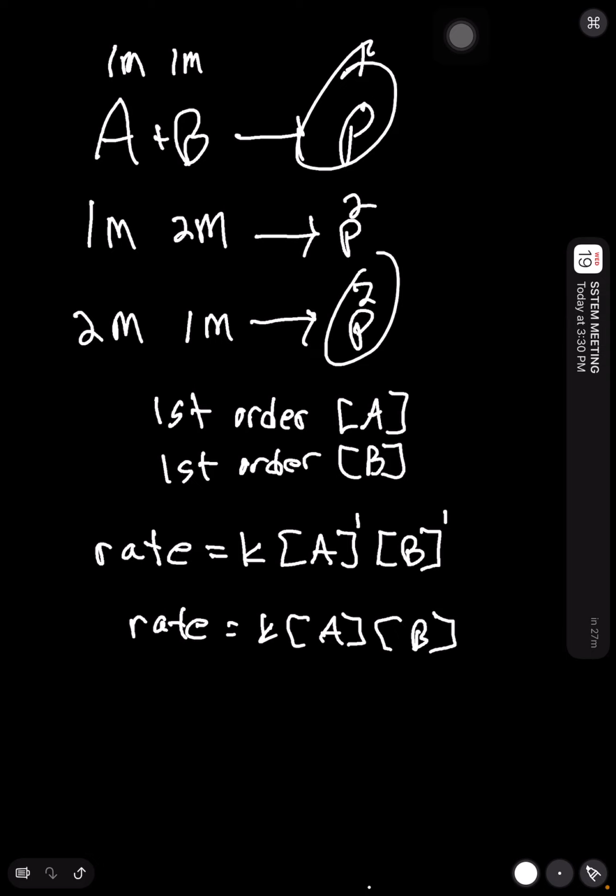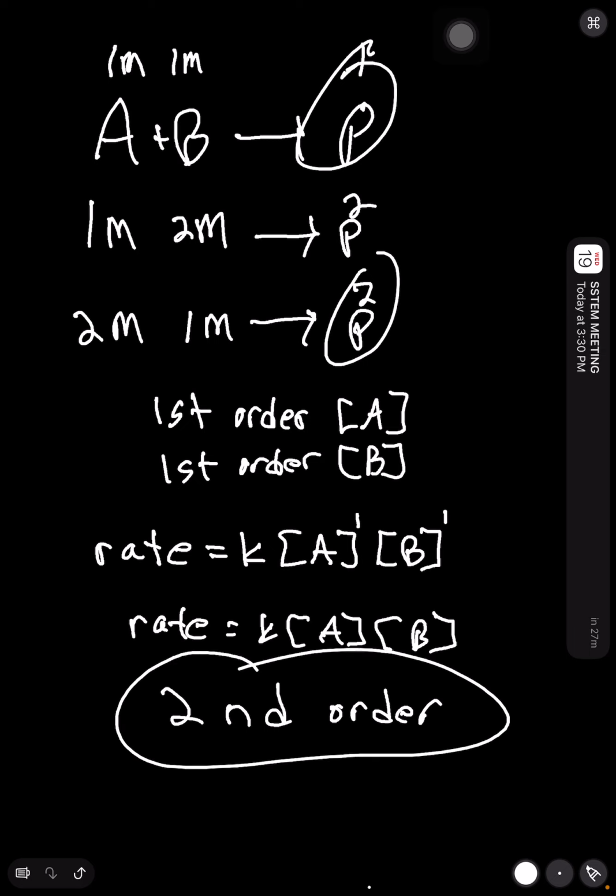To find the overall rate order, what you do is you add the exponents together. So reactant A has an exponent of 1, reactant B has an exponent of 1. Last I checked, 1 plus 1 equals 2. So this is defined as a second order reaction.